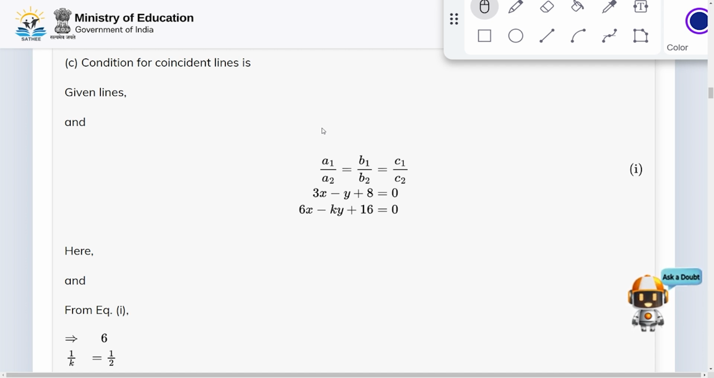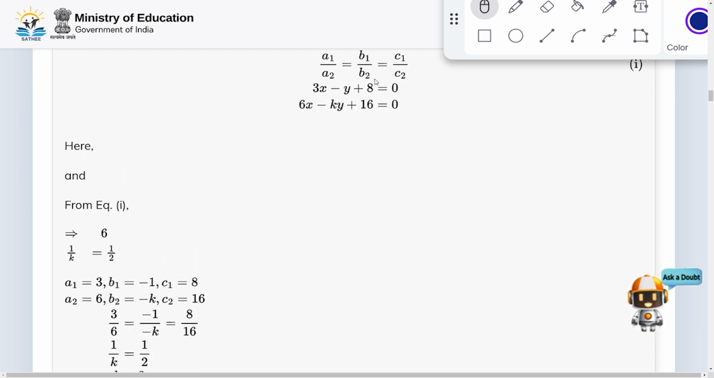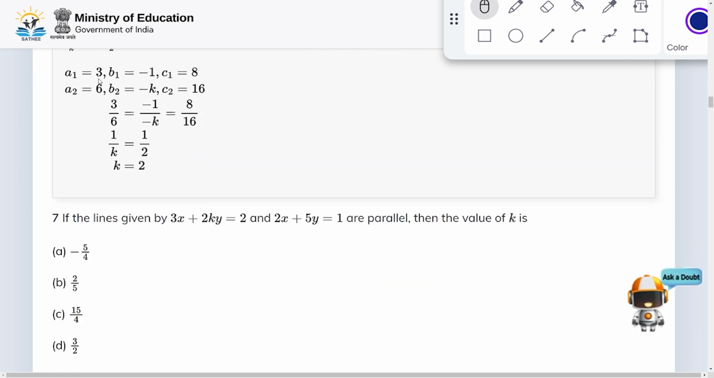And here we have the given lines 3x minus y plus 8 is equal to 0 and 6x minus ky plus 16 is equal to 0. Okay, so this is given to us. Now if we compare these two equations, then we get the values A1 is equal to 3, B1 is equal to minus 1 and C1 is equal to 8, and A2 is equal to 6, B2 is equal to minus k and C2 is equal to 16.